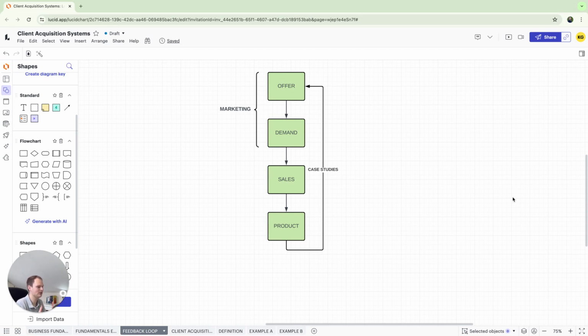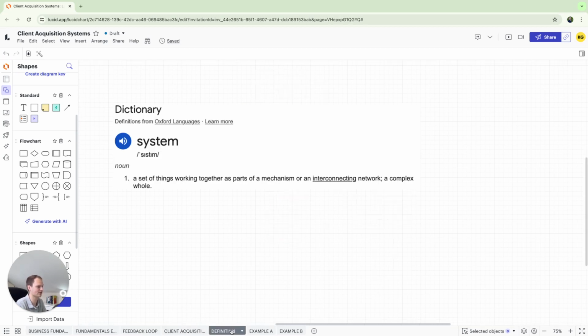So the reason we view client acquisition system as a system is so that we can rinse and repeat to predictably acquire our clients going forward. Now, if we look at the definition of a system from Oxford, a system is a set of things working together as parts of a mechanism or an interconnecting network, a complex whole.